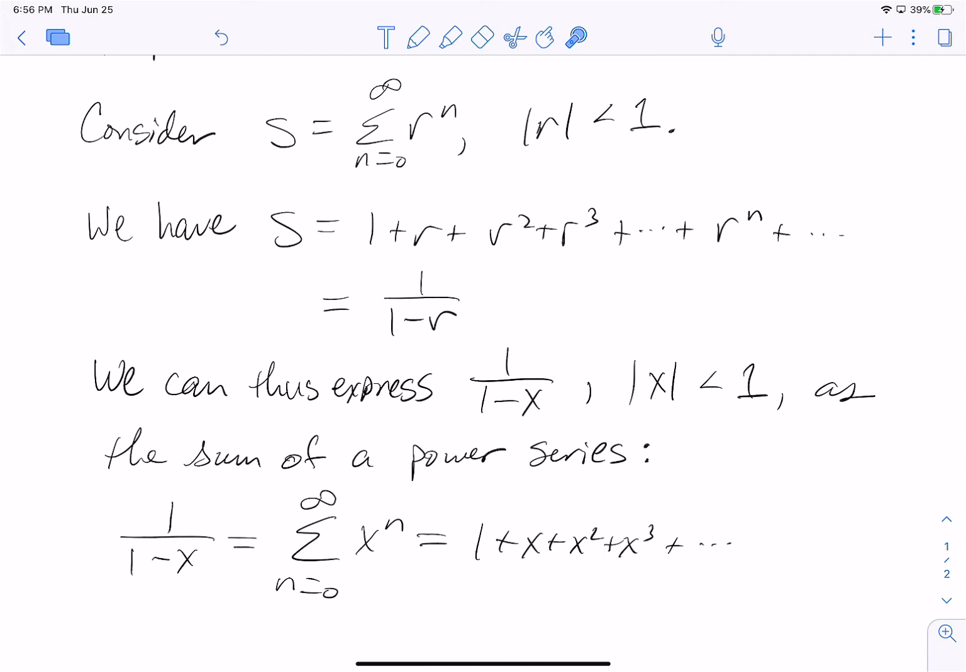I don't want what we've just done to be lost on anyone here. We've just represented a rational function, 1 over 1 minus x, that has a vertical asymptote at x equals 1, as the sum of an infinite polynomial. Now, we know this equality is only good if x is between -1 and 1. But in that interval, we can approximate this rational function by an nth degree polynomial.